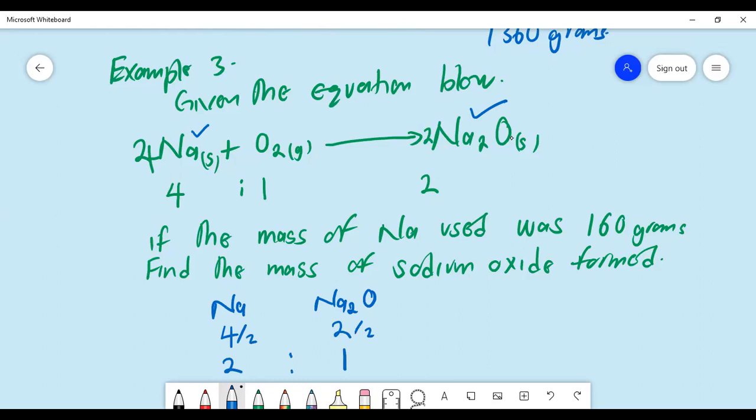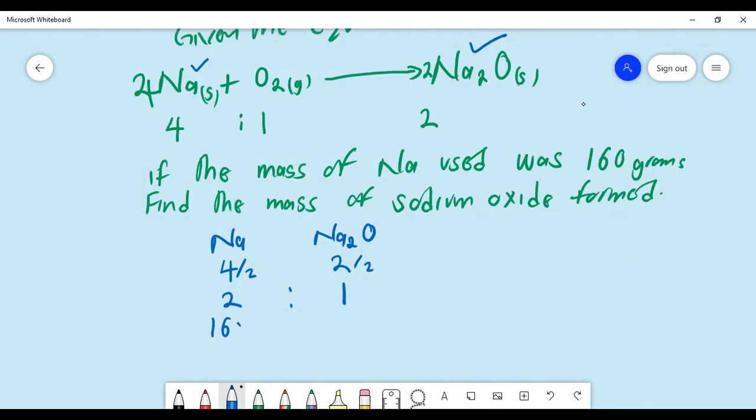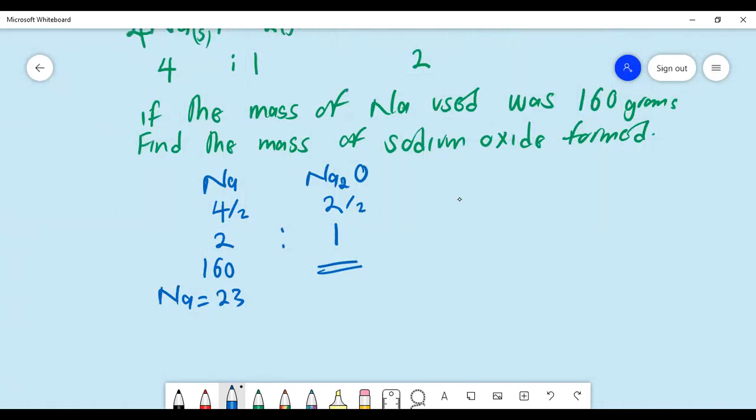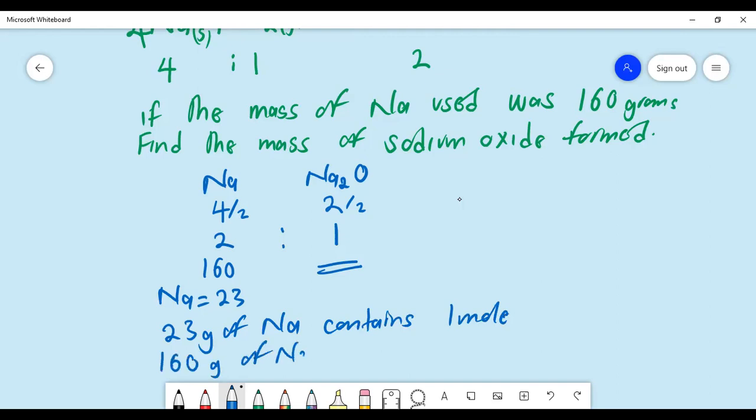Very good. Now, which mass have they given us? They've given us the mass of sodium as 160. What do we want? We want the mass of this, isn't it? So the next thing we do is first analyze the sodium alone. Sodium is 23 grams, isn't it? Therefore, we shall say 23 grams of sodium contains 1 mole. What of the 160 grams of sodium contains 1 times 160 out of 23. How many moles do you get?